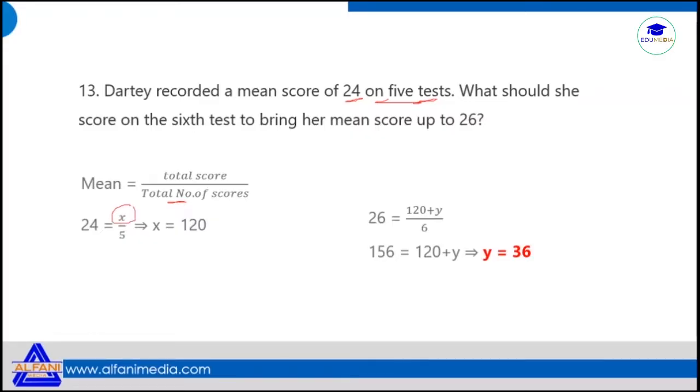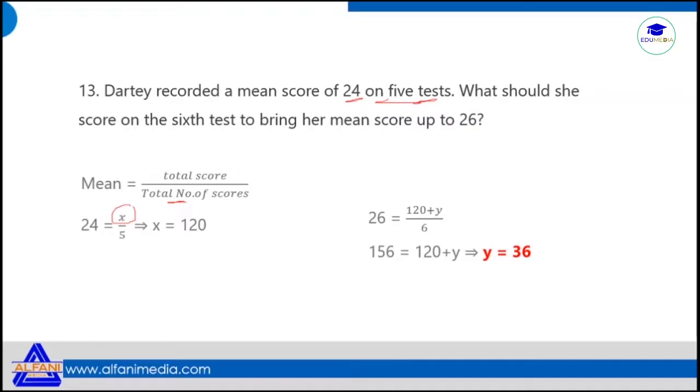Therefore, what it means is that 24, which is the mean score, equals the total score, which I don't know, x, divided by the total number of scores, which is 5. So I am multiplying through: 24 times 5 gives me 120. So x equals 120. Now I know the total score she had at the time she took 5 tests.